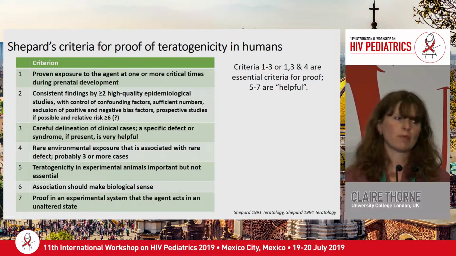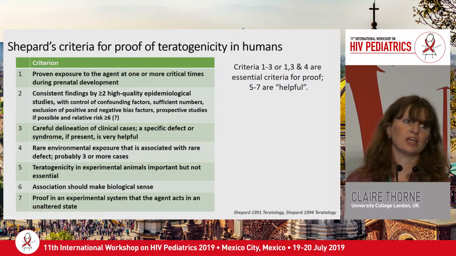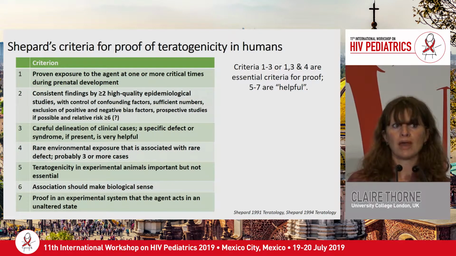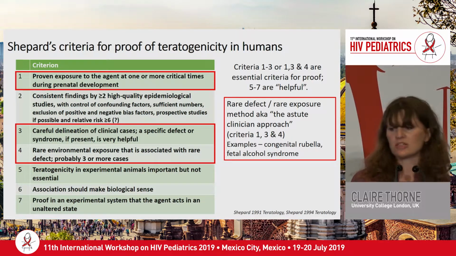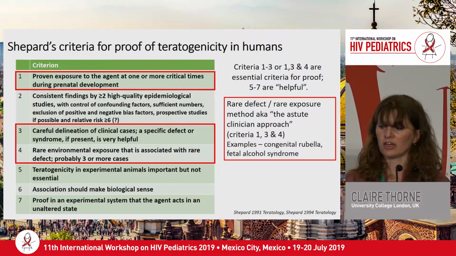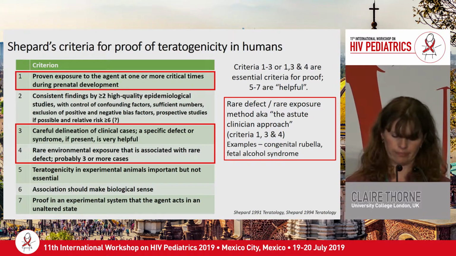So this slide shows Shepard's criteria for proof of teratogenicity in humans. And I first came across this framework with respect to Zika virus and birth defects. So Shepard highlighted 2 main methods for identifying human teratogens. The first is the rare defect, rare exposure method, aka the astute clinician approach. So this is where a distinctive pattern of abnormalities is seen associated with a rare pregnancy exposure. And examples include congenital rubella and fetal alcohol syndrome.